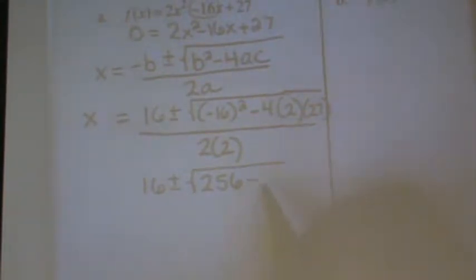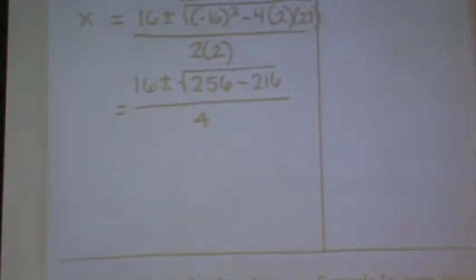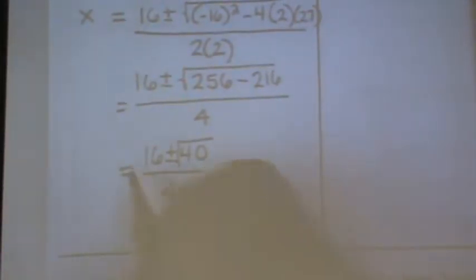So this is what you have, 16 plus or minus 256 minus, I need, what's 8 times 27? It's 216, all over 4. Okay, now I need you to do 256 minus 216, which is 40, all over 4. Now, do you remember a couple days ago, we simplified that square root of 40. What is the square root of 40? 2 root 10. 40, if you made a little tree, is 4 times 10, and 4 is 2 times 2. So this is 16 plus or minus 2 root 10 over 4.